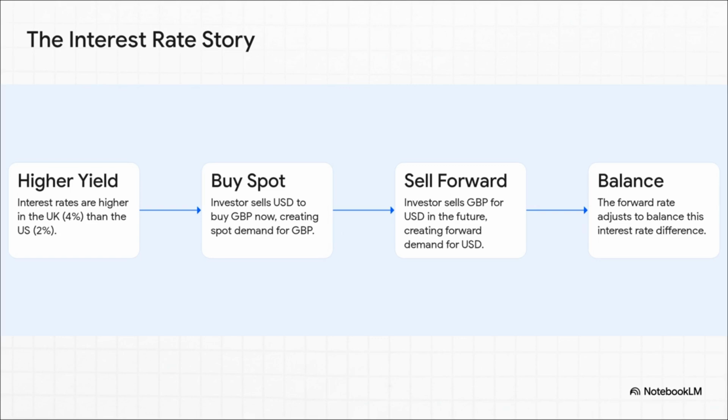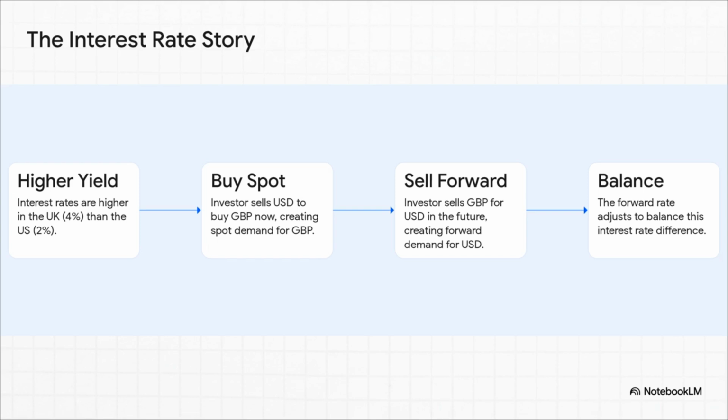Just imagine this. Let's say interest rates in the UK are 4%, but they're only 2% in the US. An investor would obviously want to sell their dollars and buy British pounds now to earn that higher interest. But to protect themselves, at the exact same time, they'd lock in a forward deal to sell those pounds back into dollars later. See what's happening?